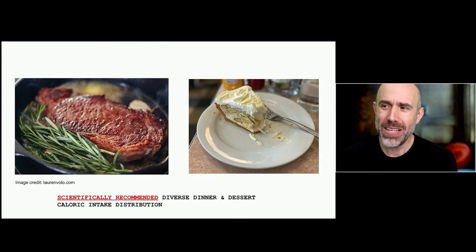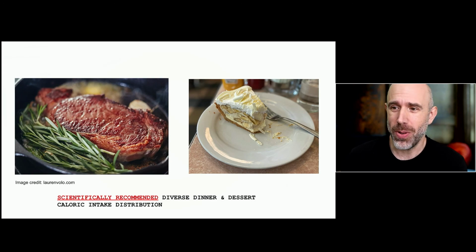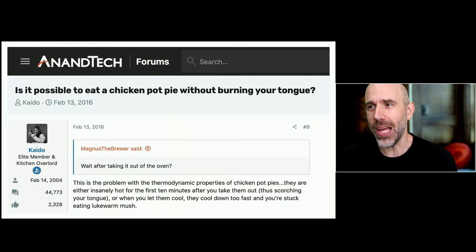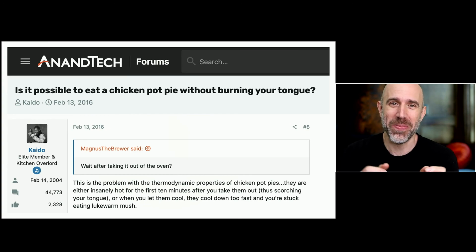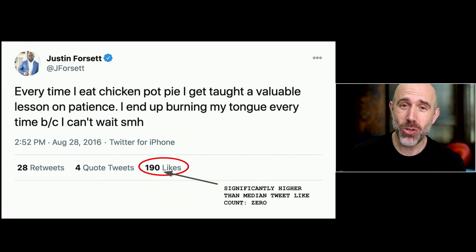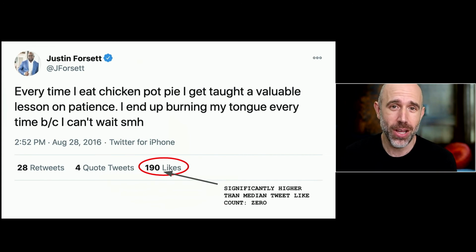Next slide. So the scientifically recommended diverse dinner and dessert protocol for optimum nutrition means that you really need the sweet pie, not the savory pie. Next slide. Finally, this is the more serious point. Personal safety is significantly enhanced by avoiding the savory pie. Next slide. Respected authority on this matter, Kaido, from Anantech forums, indicates this dilemma by illustrating that there's a very narrow safety band between overhot chicken pot pie and lukewarm mush chicken pot pie. This is further reinforced, next slide, by respected and verified Twitter account Jay Forsett, who indicates the hazards of chicken pot pie consumption.